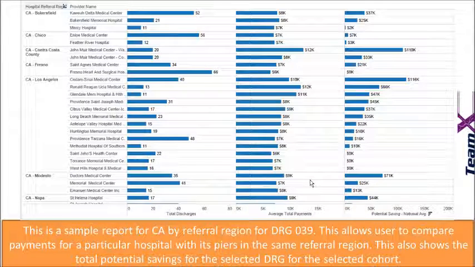In order to evaluate the performance of hospitals, we're actually comparing these hospitals to other peers in the same region. So you can see a couple of hospitals in the LA region versus some in the Fresno region, and how they stack up as well as discharges, average payments, and potential savings in state and national averages.